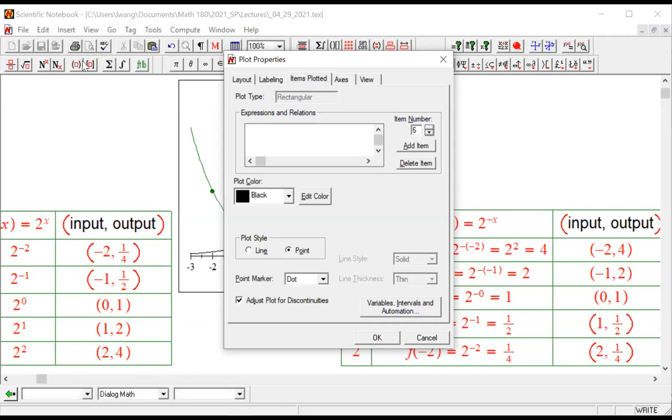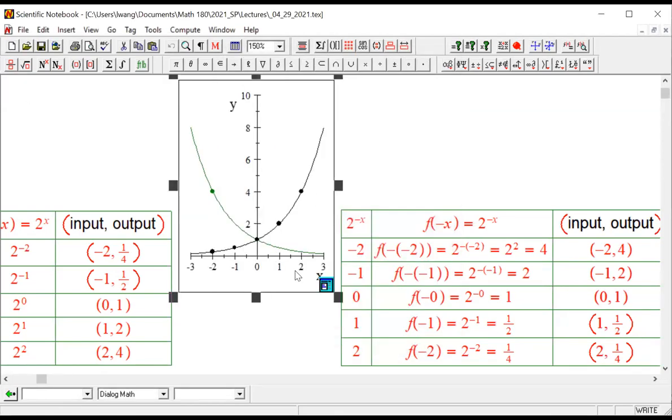Add another one: 0, 1. Add another one: -1, 1/2. One more: -2, 1/4. Right, we have all these dots.